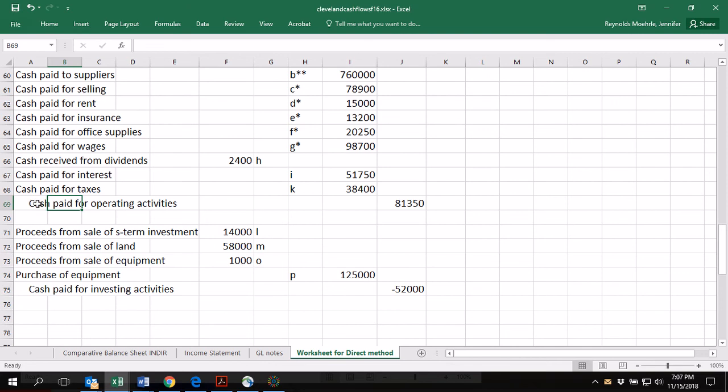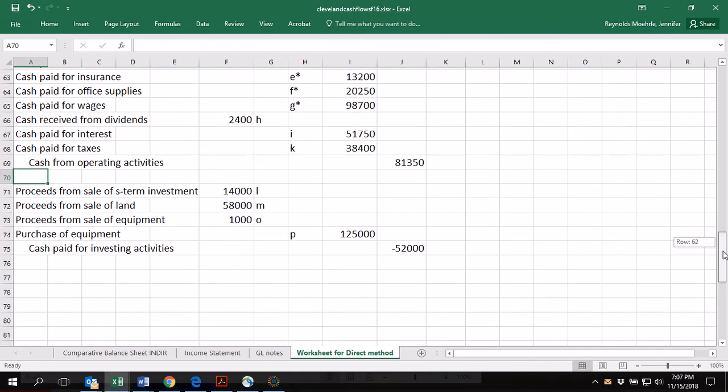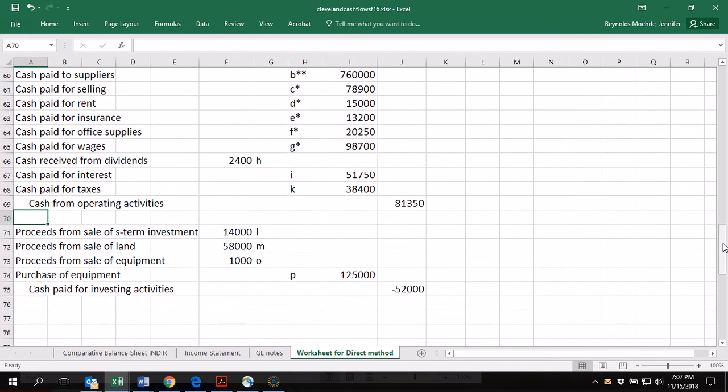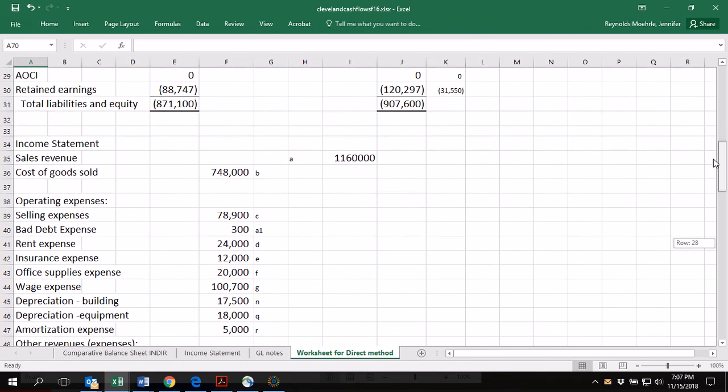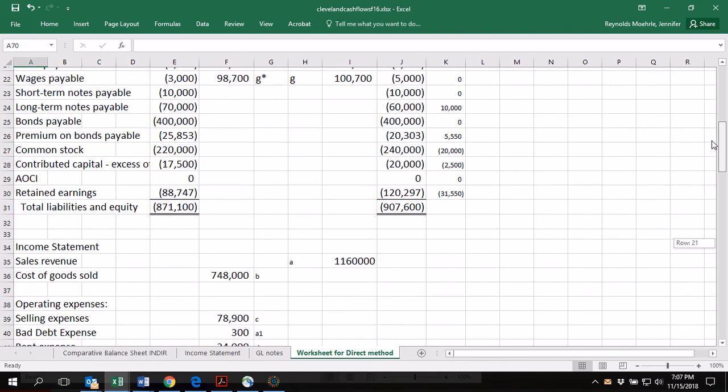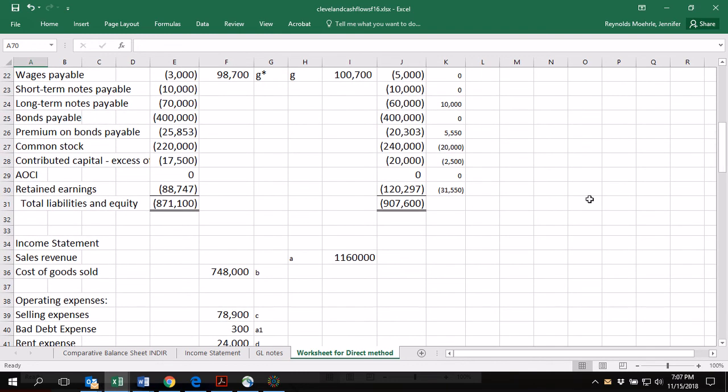This should actually say cash from operating activities since it was a positive number. Cash paid for investing activities, negative 52,000. All right, all we have left to do are the financing activities. So let's take a break and we will come back and do that in just a moment.